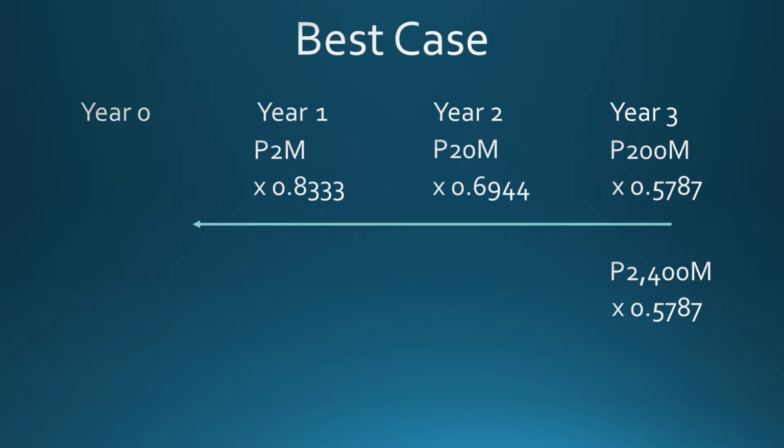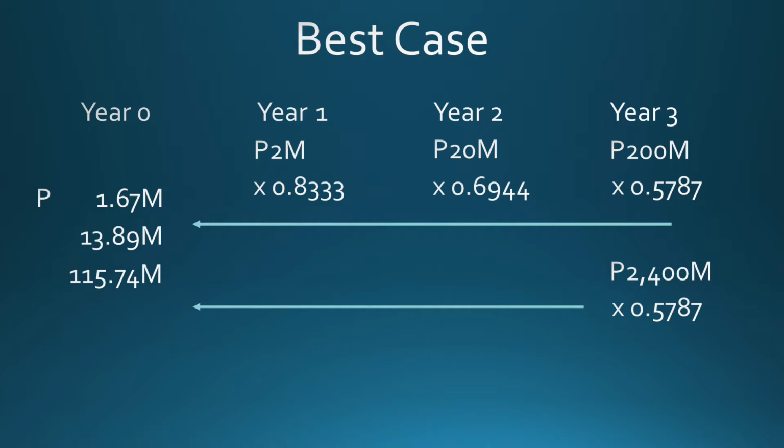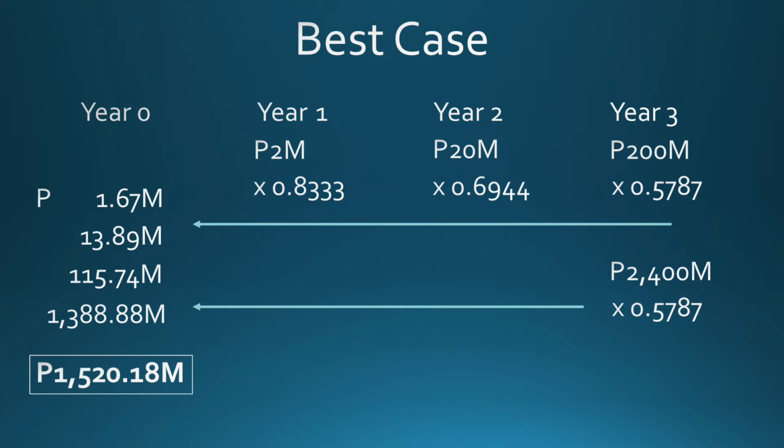They are 1.67 million, 13.89 million, 115.74 million for the next 3 years' cash flows, and the exit price has a present value of 1,388.88 million. Under the best case scenario, the enterprise value will be 1,520.18 million.